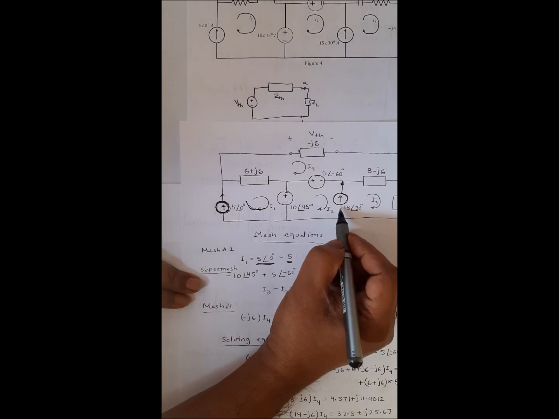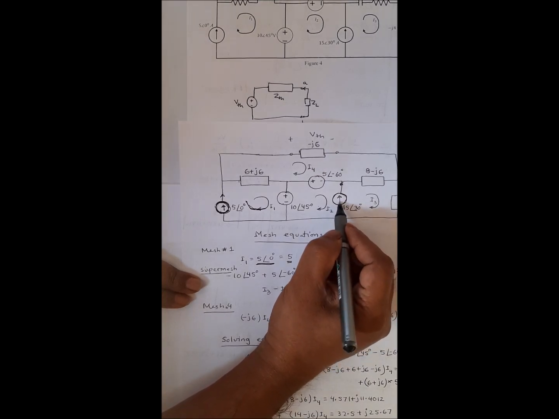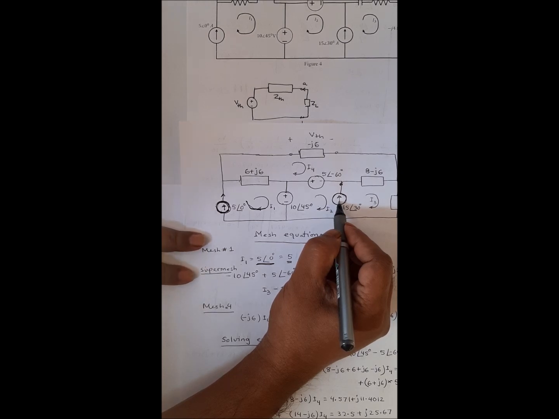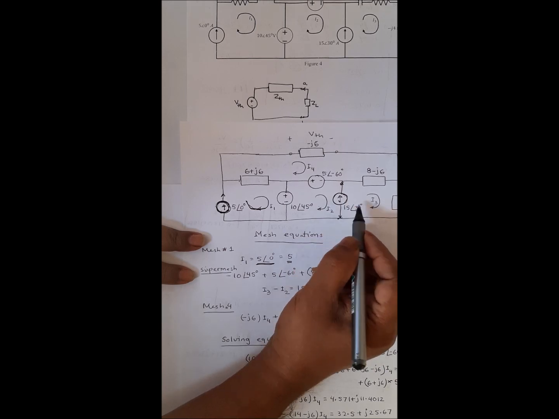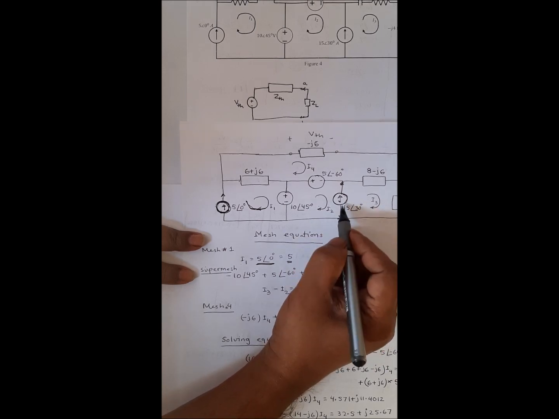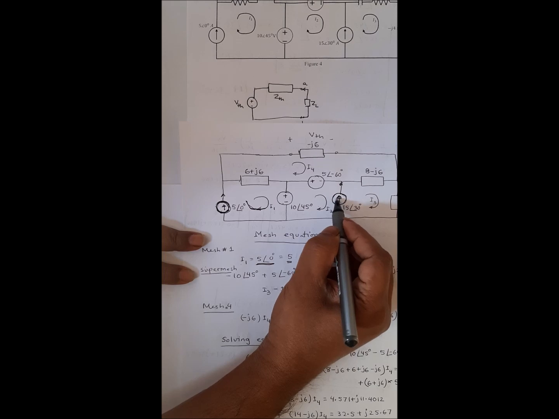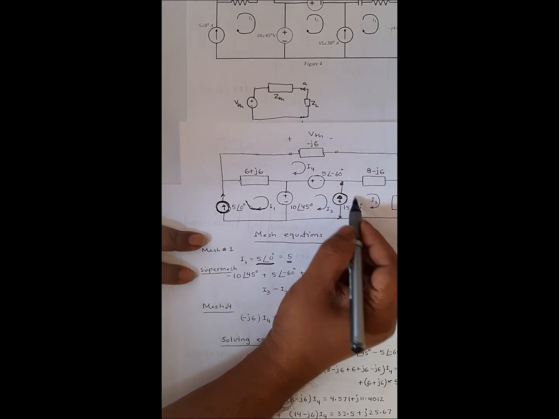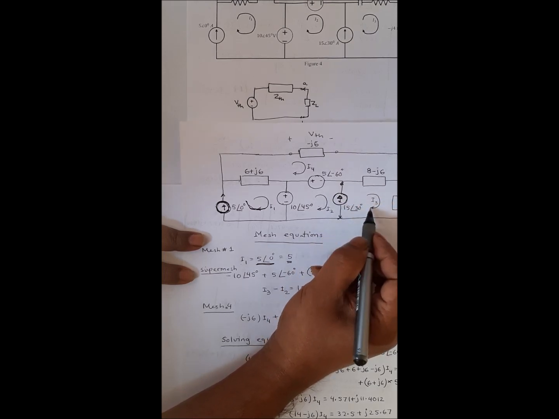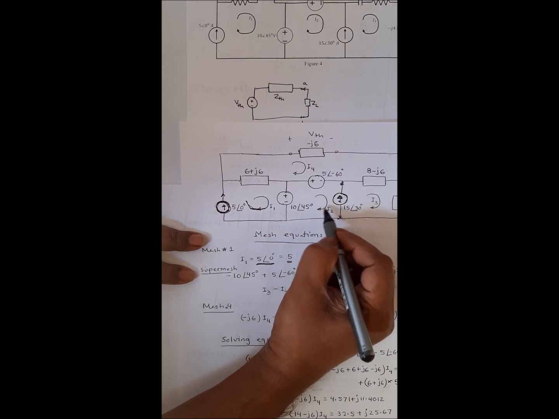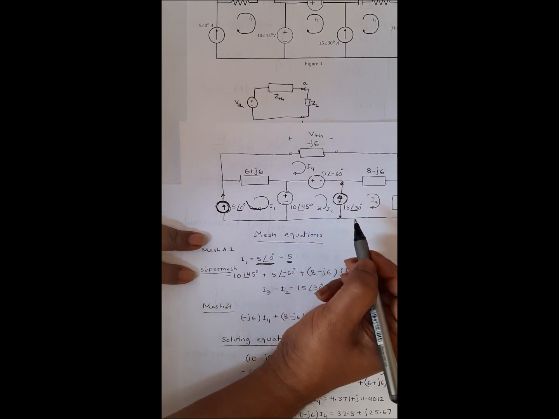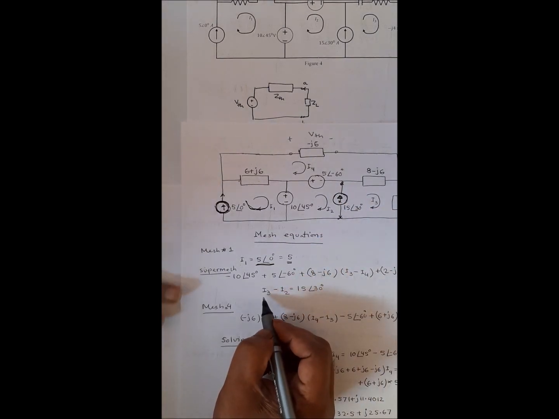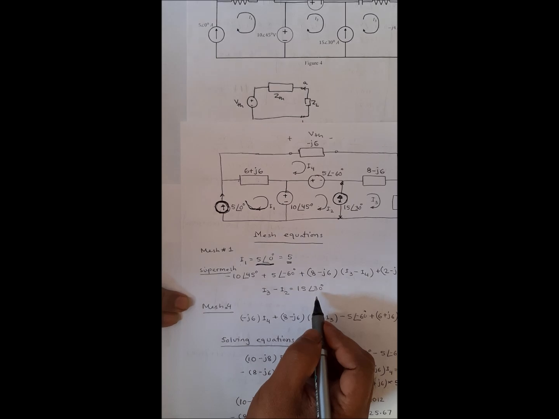And also for the super mesh equation, we should relate this current with the mesh current. This current will be flowing in this direction, and this direction is consistent with I3. So it is the same as I3 but opposite to I2. So if you take I3 minus I2, that is equal to 15∠30.